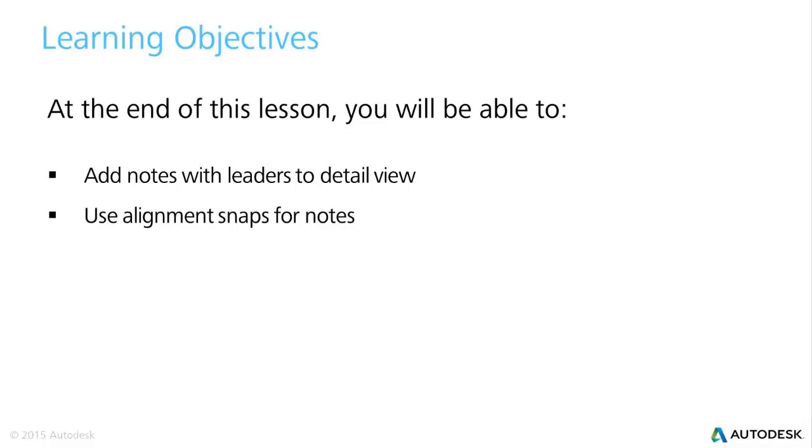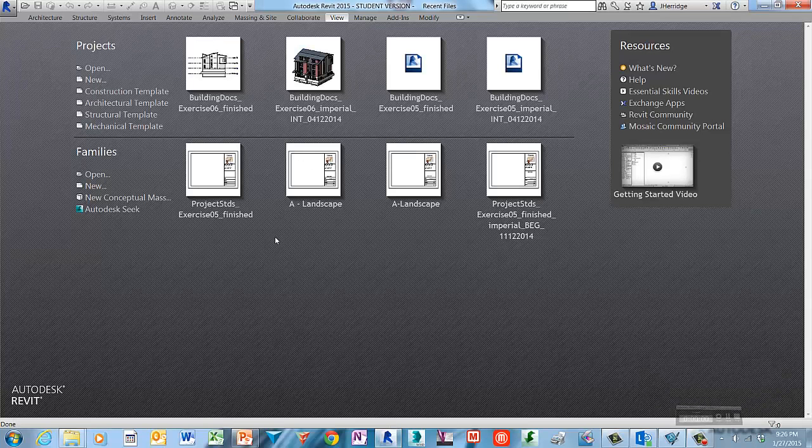Let's look at the learning objectives for video 7. At the end of this lesson, you will be able to add notes with leaders to an elevation view and also use alignment snaps for those notes to get them to align in a vertical plane. With that, let's get started.